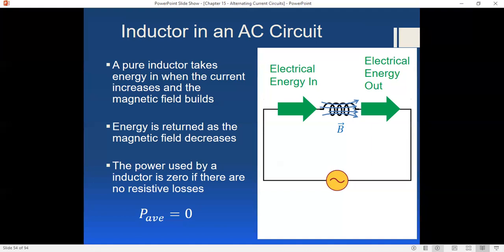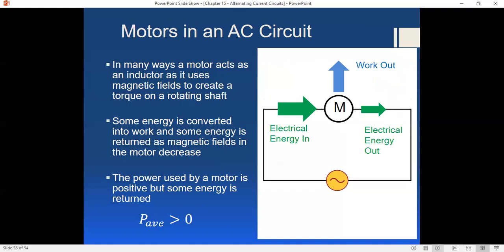Now, in the real world, we have devices that can convert electrical energy into work. And of course, these are motors. And one of the most common motors is an induction motor. And an induction motor has, as its name implies, big electromagnets in them, which act as inductors, okay? So for a motor, again, in many ways, it acts like an inductor.